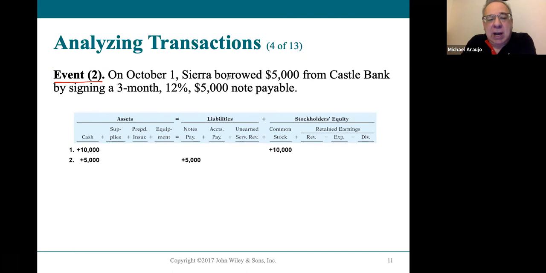All right, event number 2. Remember this. Sierra Corporation borrowed $5,000 from Castle Bank, signing a $5,000 note payable. We analyzed this. We said we had more cash. We said we had more notes payable. So can someone else volunteer, unless you want me to call on you, talk to me like an accountant or bookkeeper would hear?